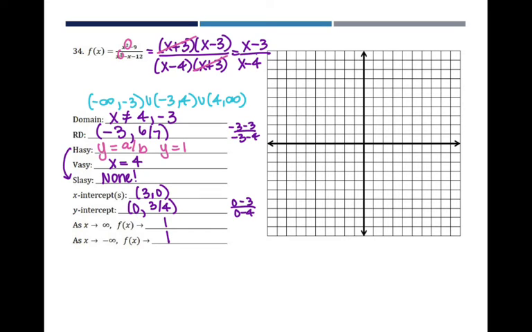All right, let's graph. Horizontal asymptote, 1. There we go. Vertical asymptote at 4. 1, 2, 3, 4.